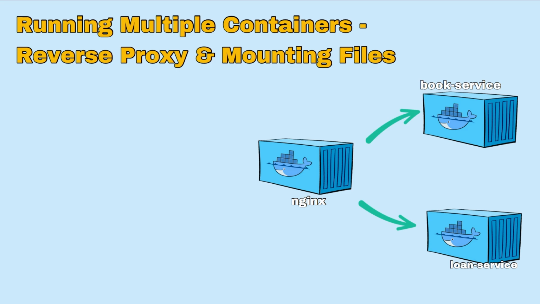Okay, so far we have just been working with two microservices, the book service and the loan service, but typically in this sort of setup, you would have a load balancer or a reverse proxy that is used to direct the traffic to the appropriate services.